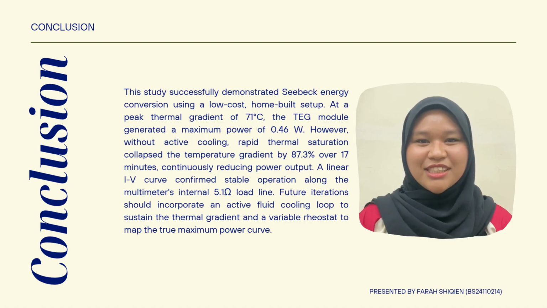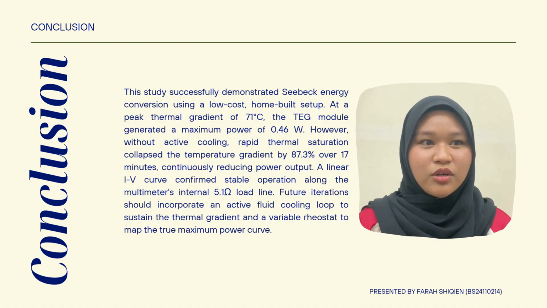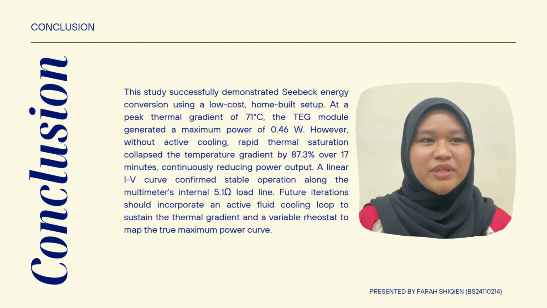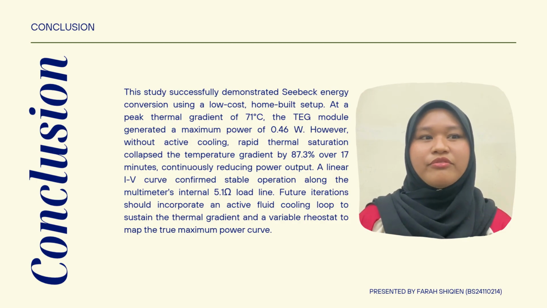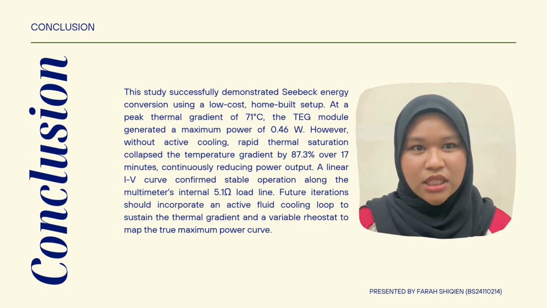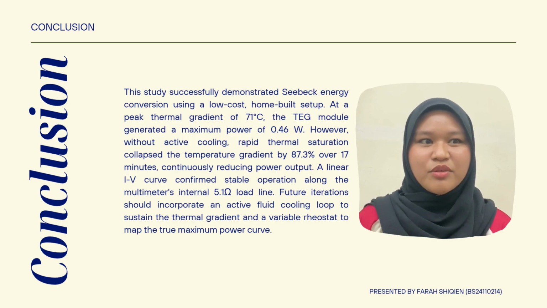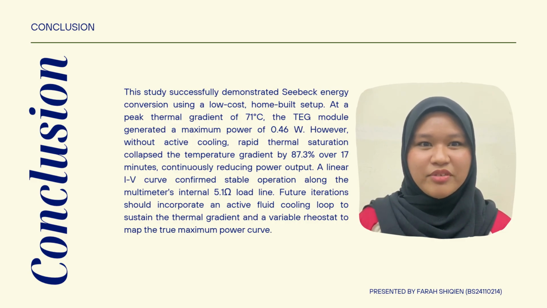For our conclusion, this study successfully demonstrates Seebeck energy conversion using a low-cost, home-built setup. At a peak thermal gradient of 71 degrees Celsius, the TEG module generated a maximum power of 0.46 watts. However, without active cooling, rapid thermal dissipation collapsed the temperature gradient by 87.3% over 17 minutes, continuously reducing power output.